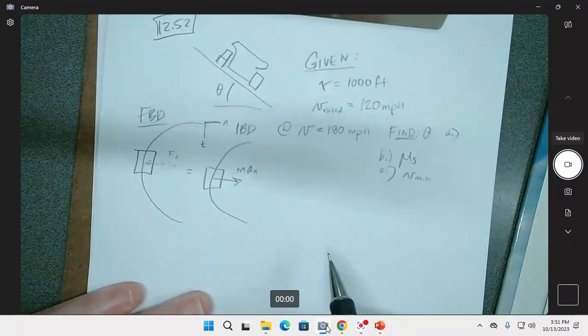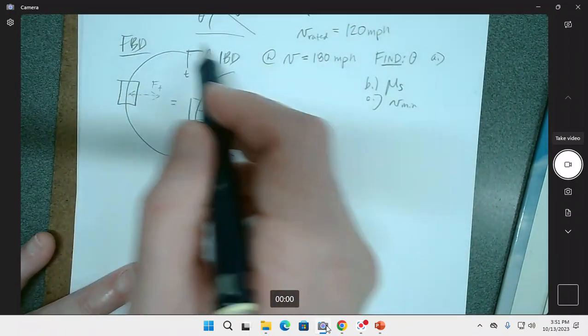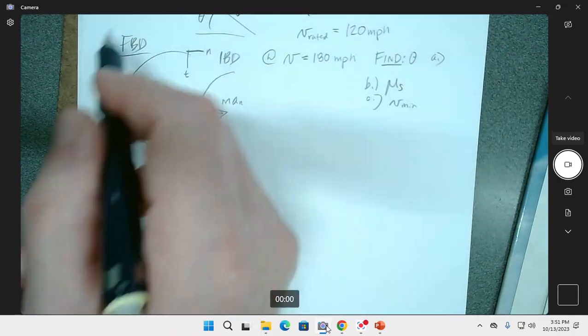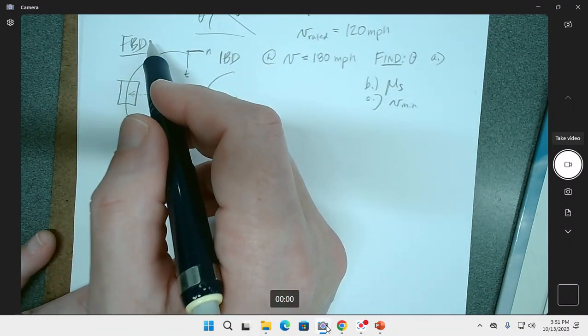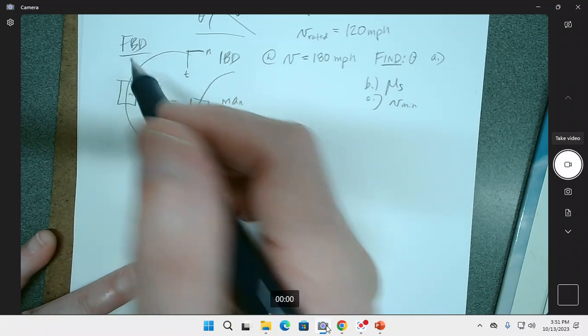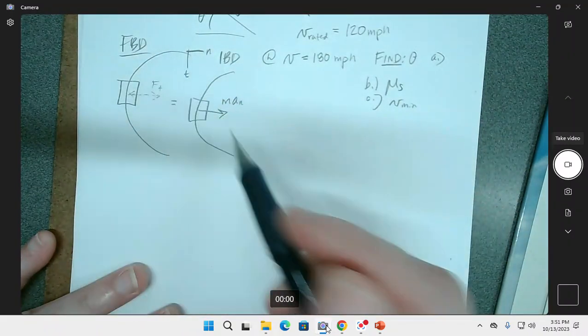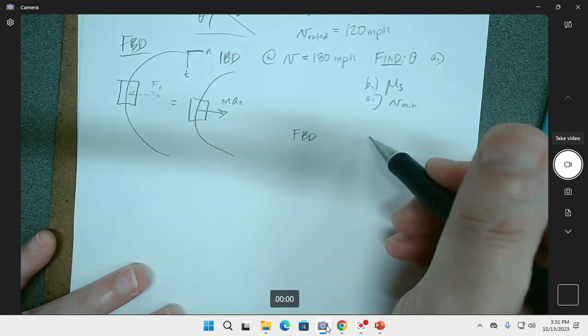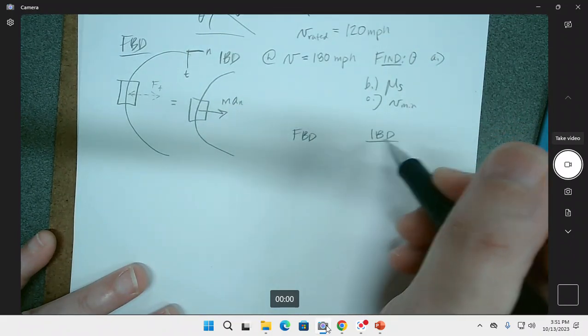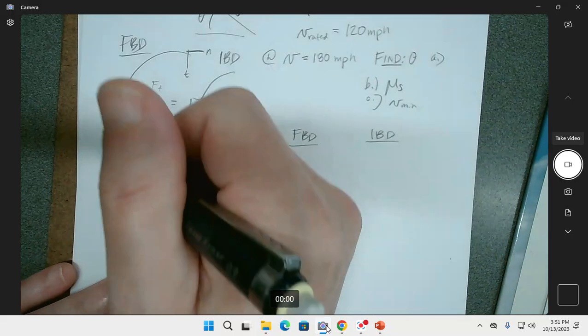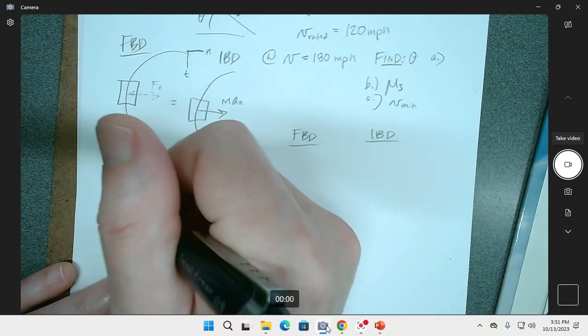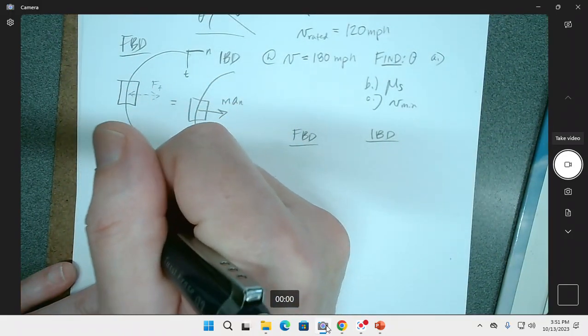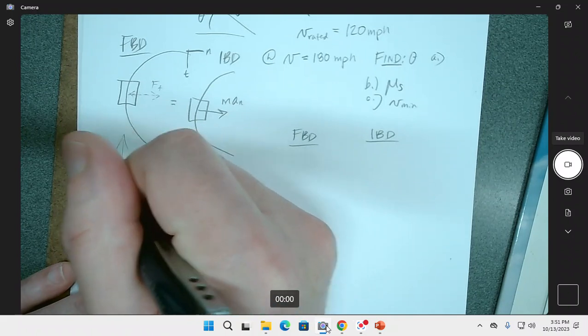But this thing is on a bank, so this isn't really a useful FBD and IBD for us. We don't get the full picture in that position. So instead, we're going to draw the FBD and the IBD in the plane looking in that direction. Here's the creepy eye looking in that direction.